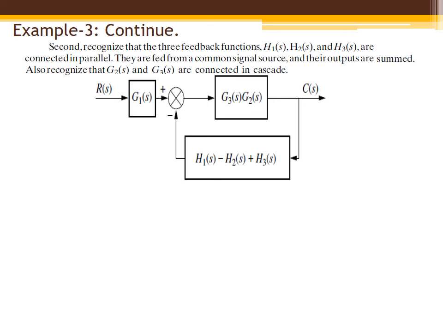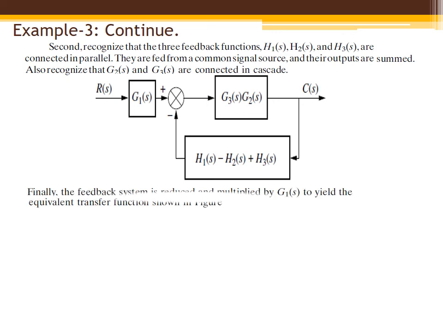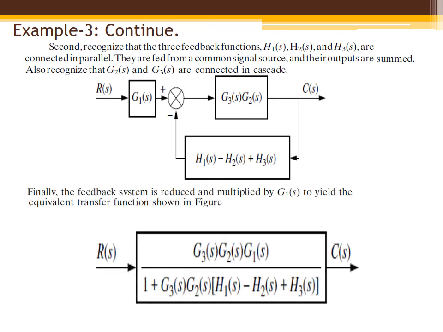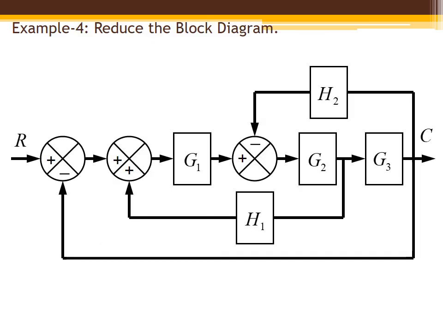Now it is very easy. We can consider this as a feedback loop, so we can eliminate this feedback loop and after that the G1 block comes in series with the feedback loop. So we can find the transfer function by multiplying G1. So C of S upon R of S is equal to G3 G2 G1 upon 1 plus G3 H2 (H1 minus H2 plus H3). So this way we can solve different problems.